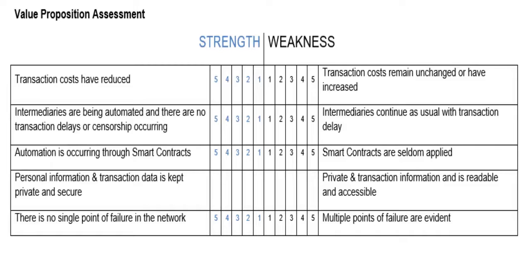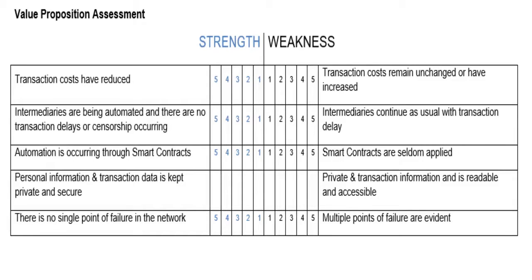Personal information and transaction data is kept private and secure. Weakness. Private and transaction information is readable and accessible. There is no single point of failure in the network. Weakness. Multiple points of failure are evident.